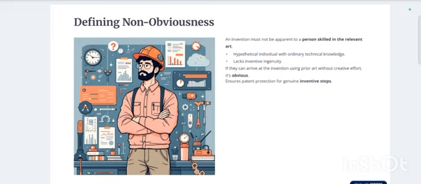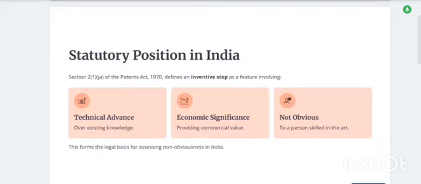Thus, non-obviousness ensures that patent protection is reserved for inventions involving a genuine inventive step. That means there must be a genuine invention, genuine intellectual effort should be there to get a patent in relation to that invention. Now let's talk about the statutory provisions related to the non-obviousness requirements in India.